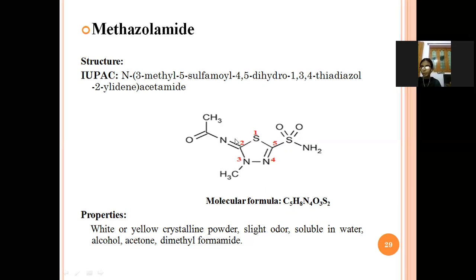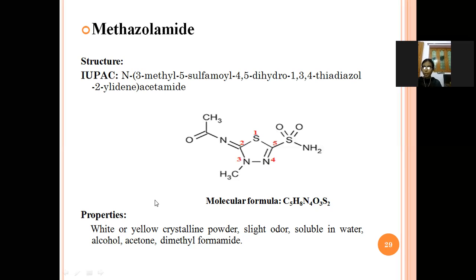So I will explain it again. This is the structure of the thiazole. See, first position sulfur, third and fourth positions nitrogen. So 1,3,4 thiadiazole, 3-methyl, 5-sulfamide, 2-acetamide.